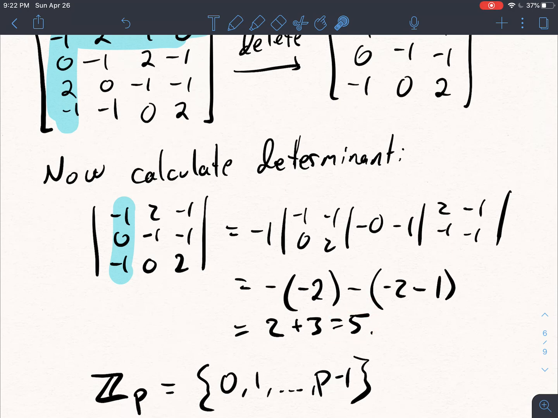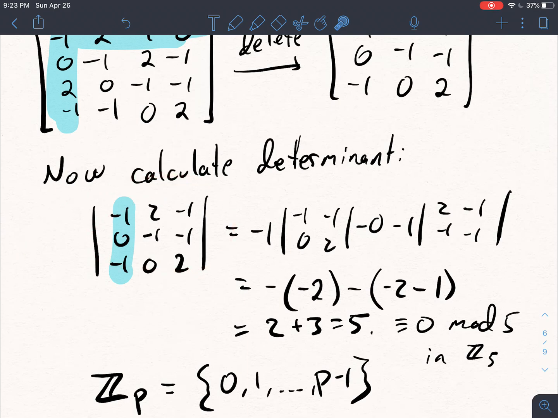And so if all of these equations hold, then, there we go. And so if our determinant was 5, well, that would mean that our determinant is actually equal to 0, so this is equal to 0 mod 5.